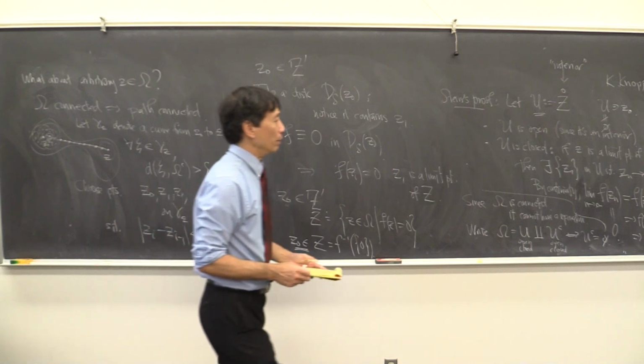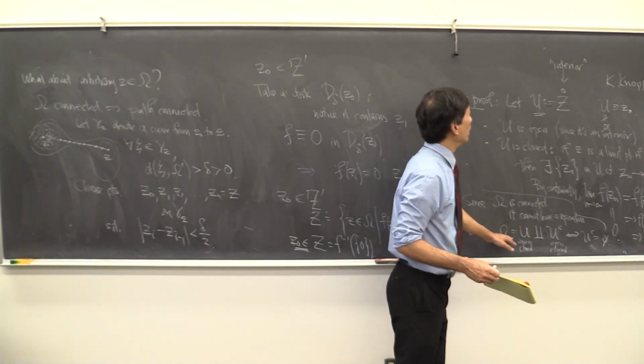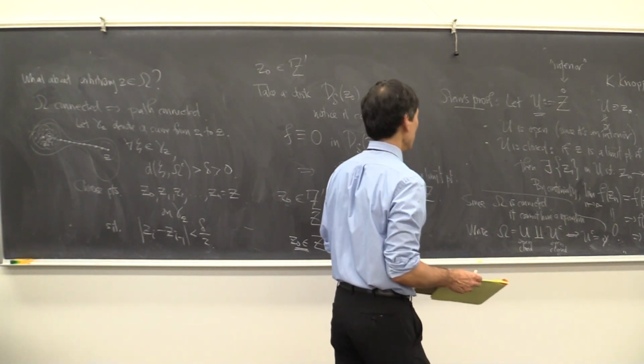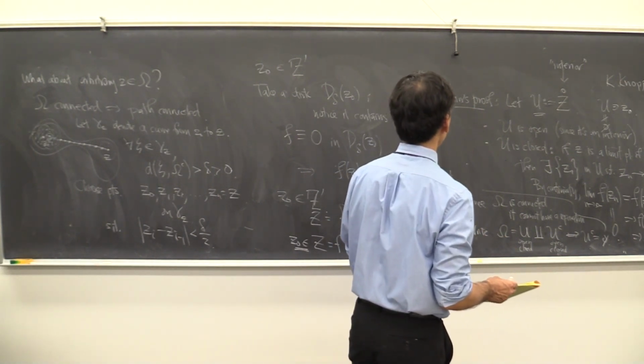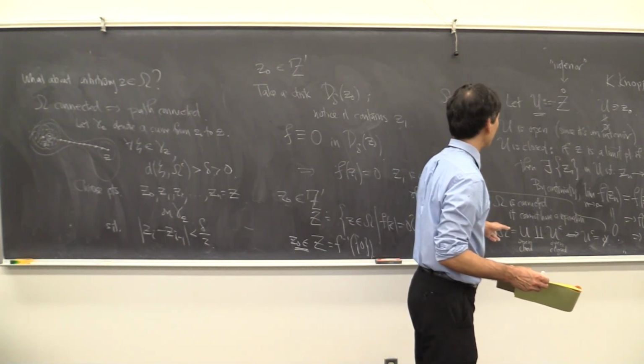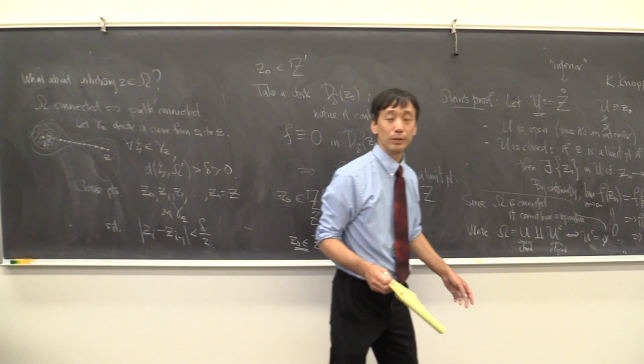Okay. So what does that tell us? That tells us that the whole set must be the zeros. The zeros are the whole set.